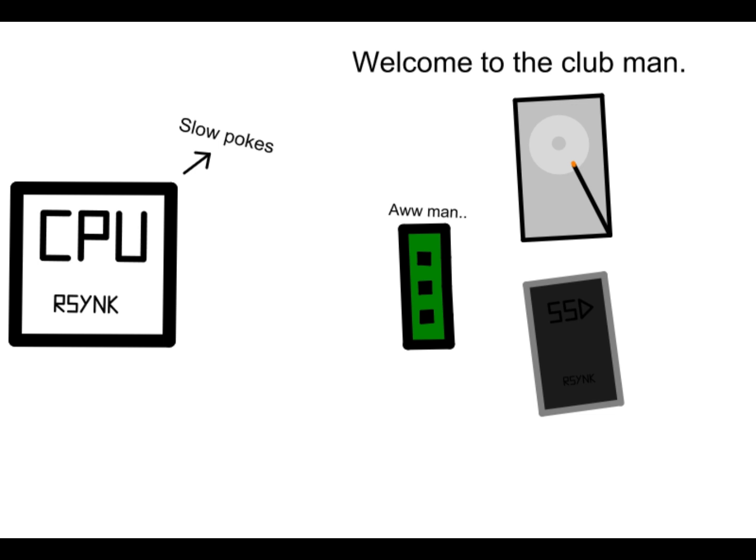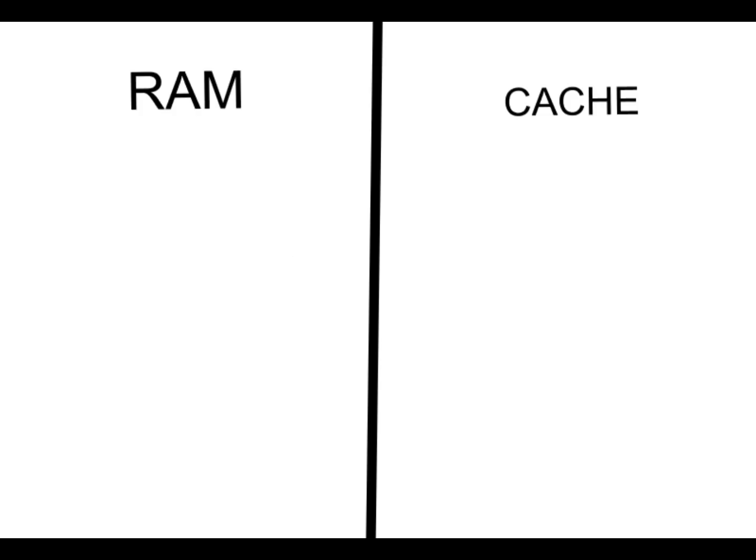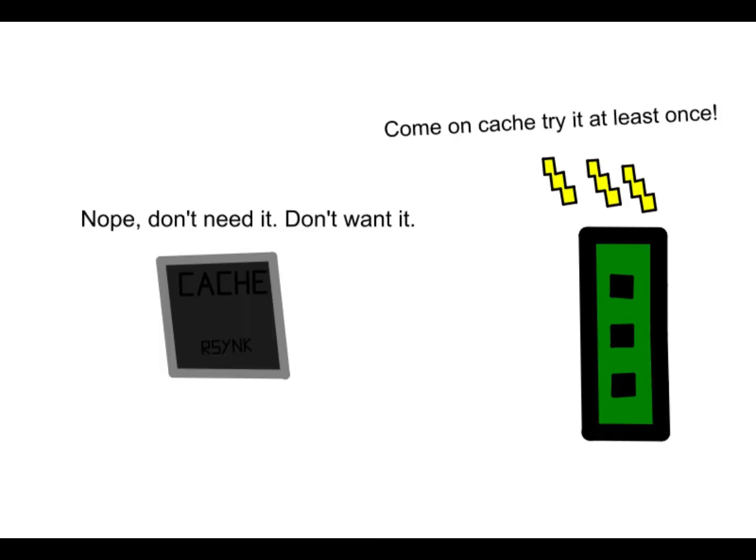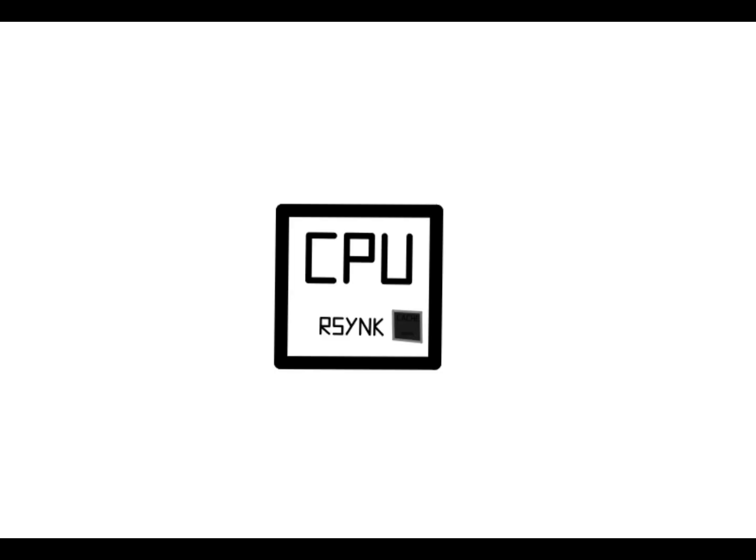That's why the CPU also has its own internal cache, which functions similarly to RAM, but it uses a different system. Instead of capacitors, it relies on transistors linked together. This design doesn't require constant refreshing like RAM does, and since it's internal to the CPU, it's much faster.